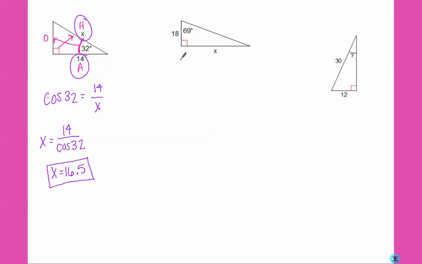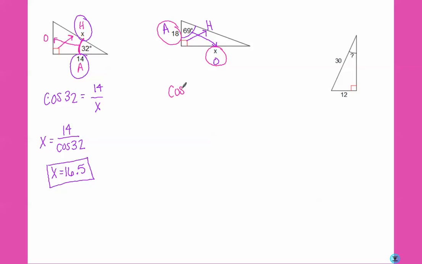All right, let's look at another one. It's got an angle in a different position. Still start at the angle, go across from that, that's your opposite. Go across from the right angle, that's your hypotenuse. The side left over is your adjacent. So I'm given my adjacent again, and this time I'm looking for the opposite.